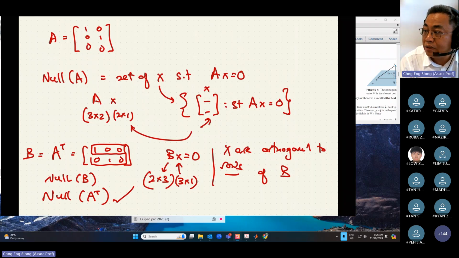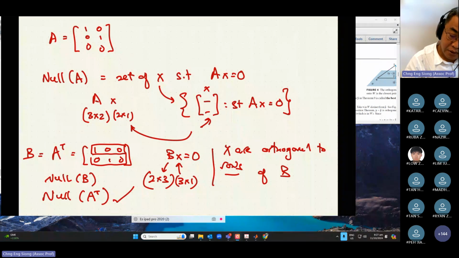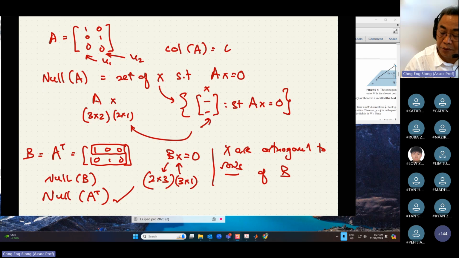No, no. Okay, Jiahui, it's not perp, it's transpose. Why is W perp the null space of A transpose? Because here is U1, here is U2. So the column space of A is what? W.